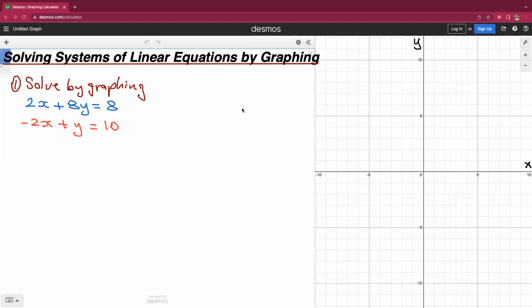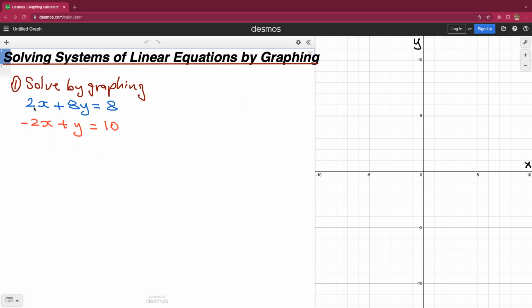Solving linear systems by graphing is basically you have two straight lines, you have to graph them, and find out where they meet. And that's the solution. The solution is where they meet, and that's what you're trying to find. Solving linear systems in general means that you're trying to find the point where the two lines that you graph meet. Okay, so here's the first one.